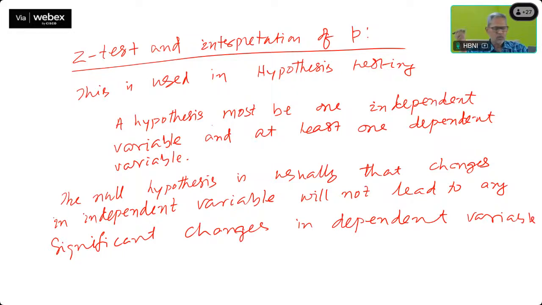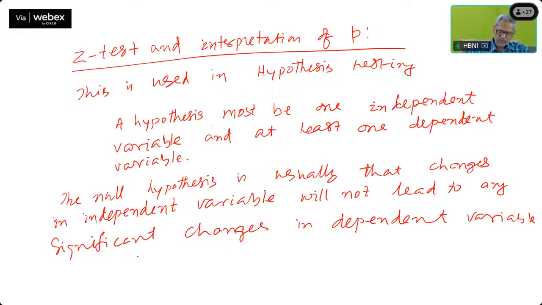So suppose you want to study the size of tomatoes with a dose of fertilizer. Your null hypothesis will be that there will not be any change in the size of tomatoes with the various doses of fertilizer. That is what is called the null hypothesis.